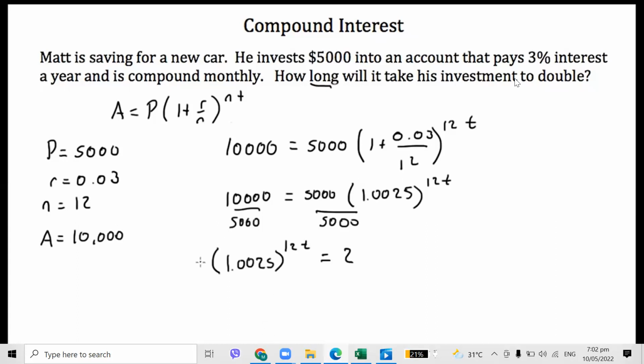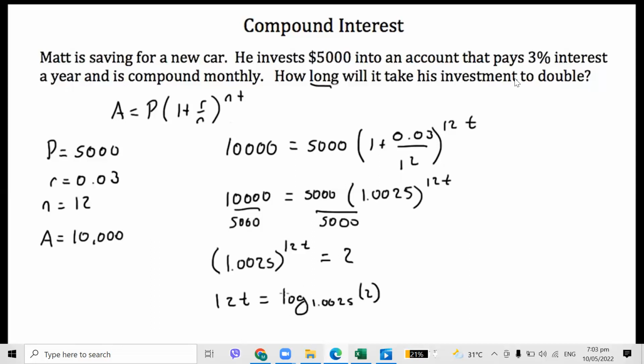Now that I've isolated this, I'm going to have to convert this expression into a logarithm because I have to get this variable out of the exponent. If I do this, I'm going to take 12t and make it equal to the log with a base of 1.0025 of 2.